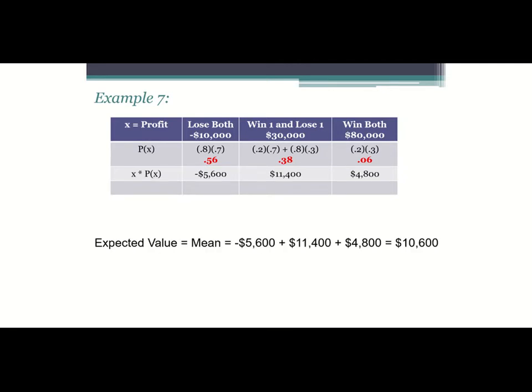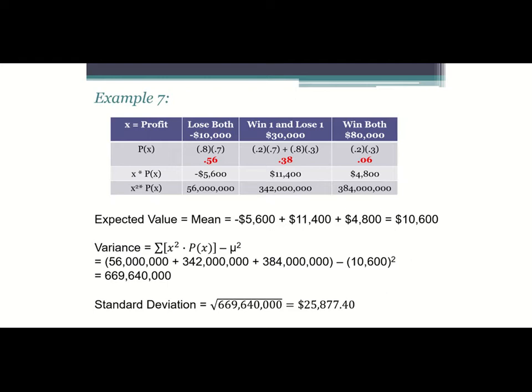So to find the expected value of his profit, we're just finding the mean for his profit, which is x times p of x. So we take each of these profit values, multiply it times the probability, and then we're going to sum up this column. That results in an average profit, a mean profit, or expected value of $10,600. Now, he can't actually make that amount. He's either going to lose $10,000, win $30,000, or win $80,000. But over the long run, if he were to do this many, many times, it would average out to winning $10,600 on average.